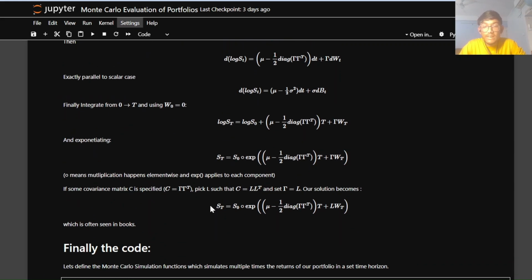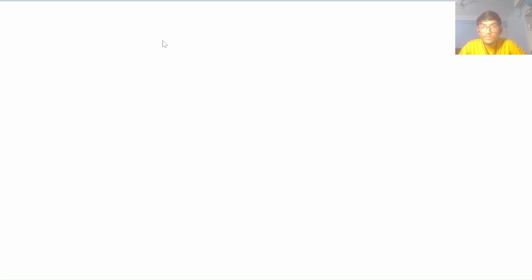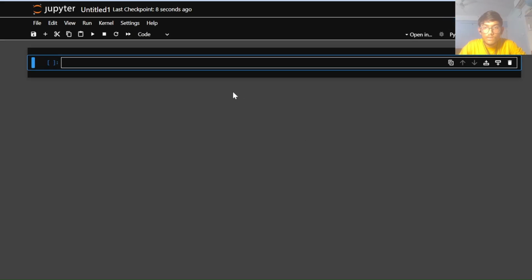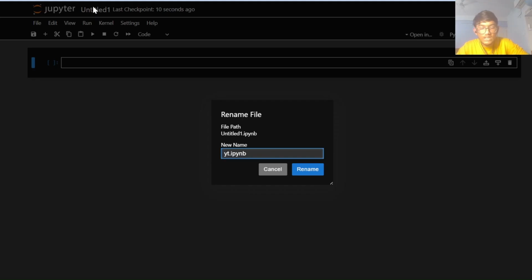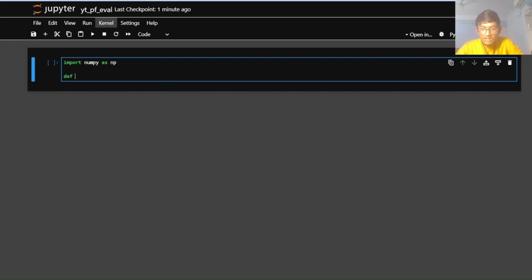So now that we have finally gotten what our expression for S_t should be, let's finally rewrite the code for defining the Monte Carlo simulation and calculating our results. So let's go and first make a new notebook. Let's call it YT portfolio eval, right? So let's first import the numpy package, right? Import numpy as np, and let's begin to write the code for the Monte Carlo function.